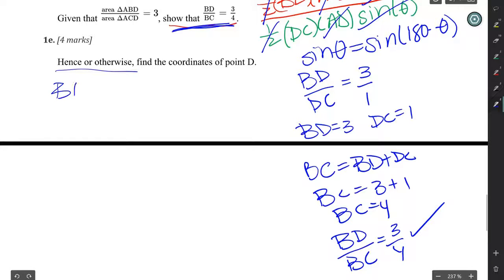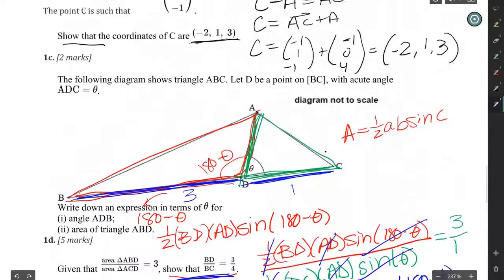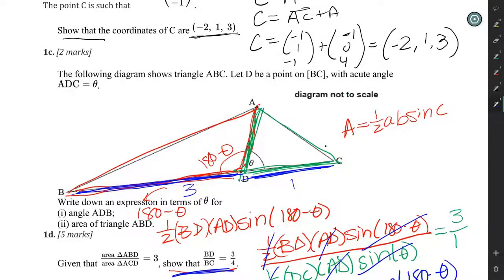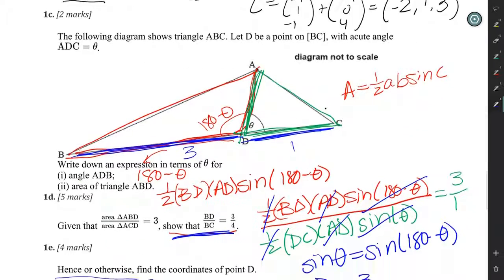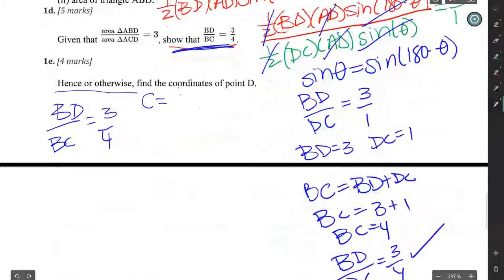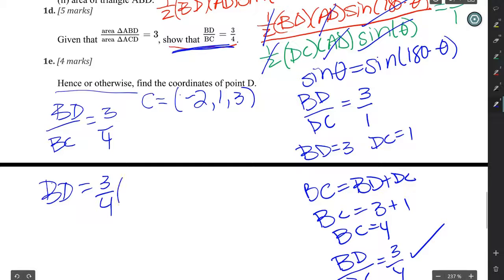So I know that BD over BC is equal to 3/4. I also remember that I found the coordinates of point C up here. They made me do it. They didn't tell me why, which leads me to believe that I'm going to need it here. So -2, 1, 3. So I'm trying to find the coordinates of point D. Based on this ratio, if I cross multiply, I get BD is equal to 3/4 of BC.